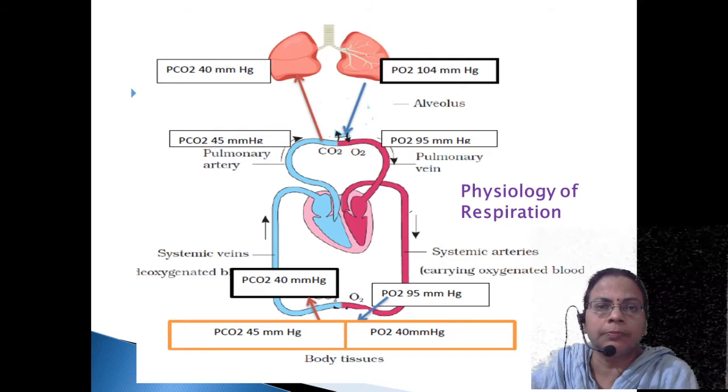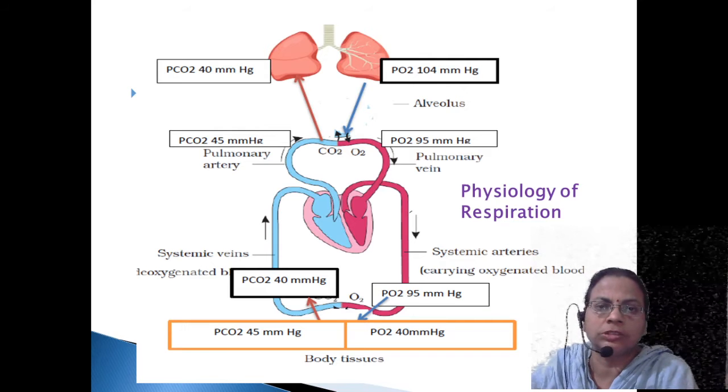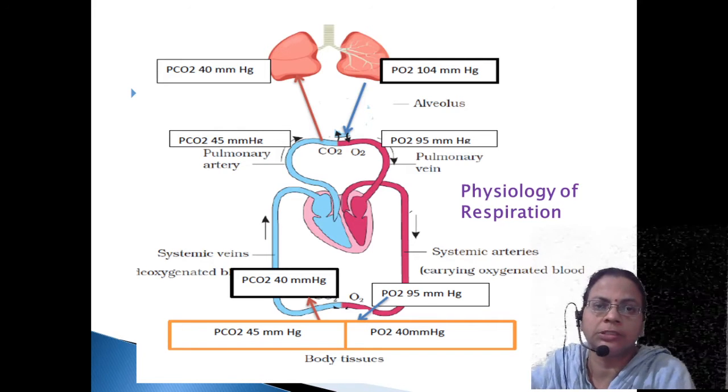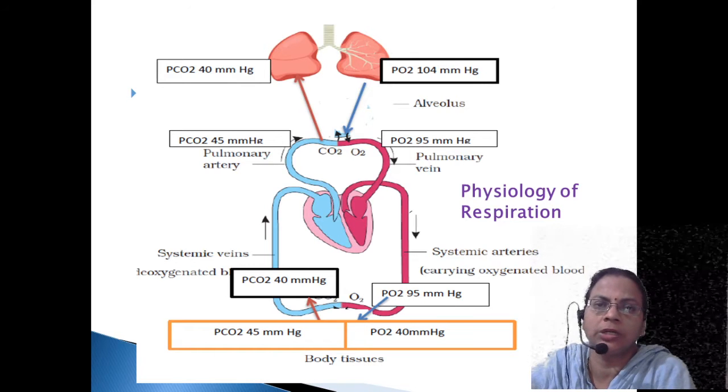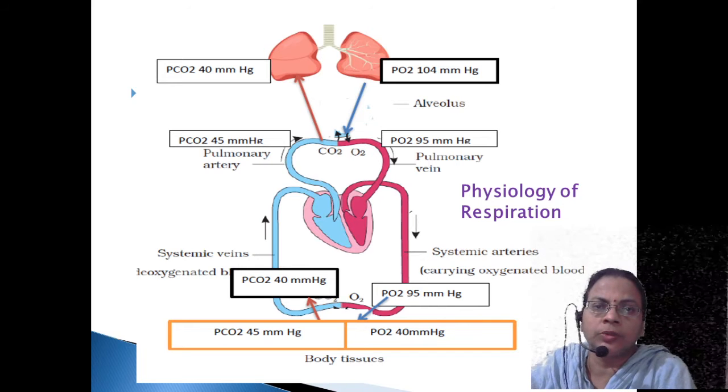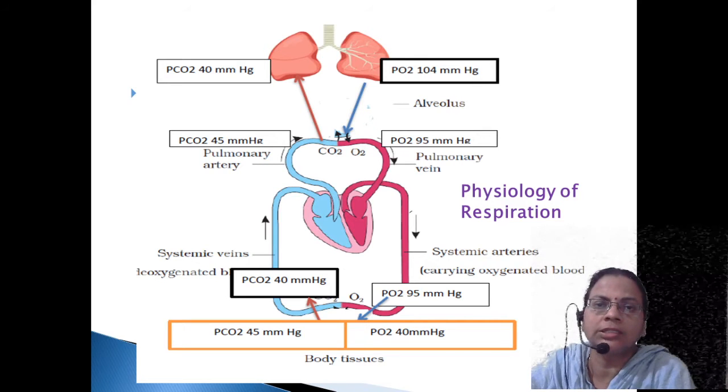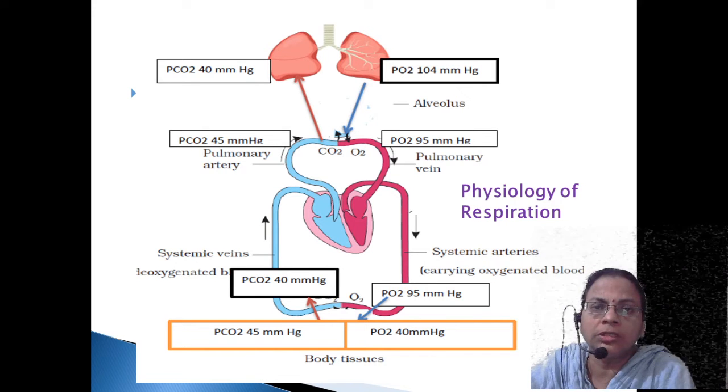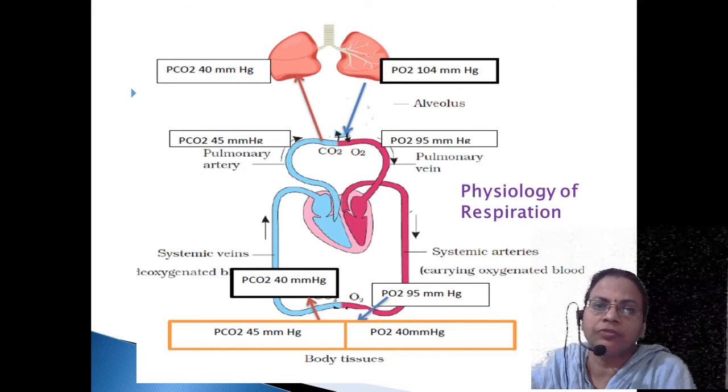The partial pressure of oxygen. So what do we mean by partial pressure? The pressure exerted by a particular gas in a mixture of gases is called partial pressure. So partial pressure of oxygen means the oxygen will exert a pressure within the mixture of gases such as carbon dioxide, nitrogen and any other gases.